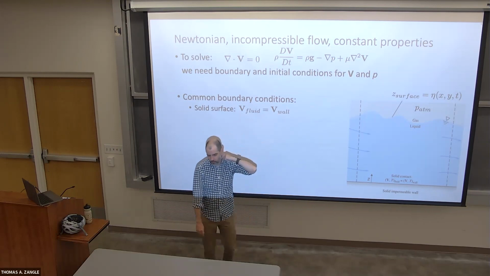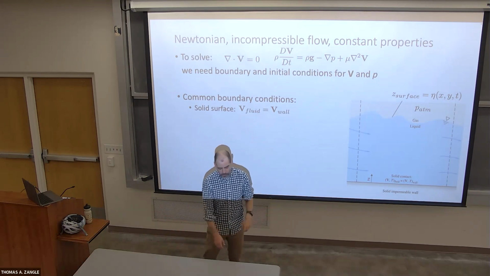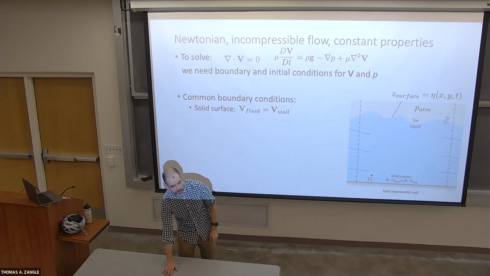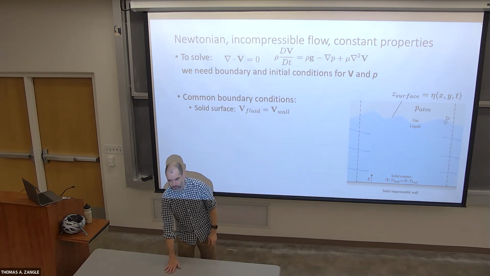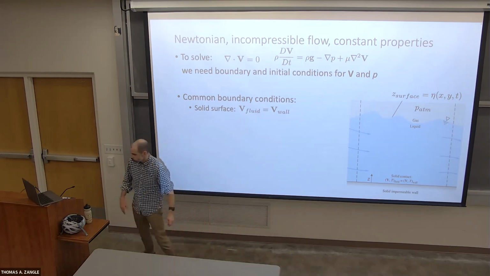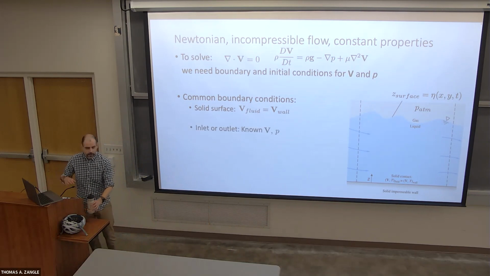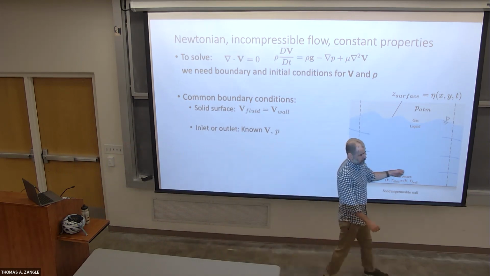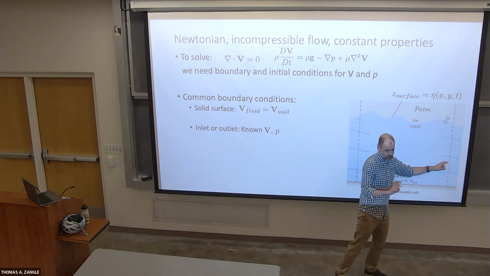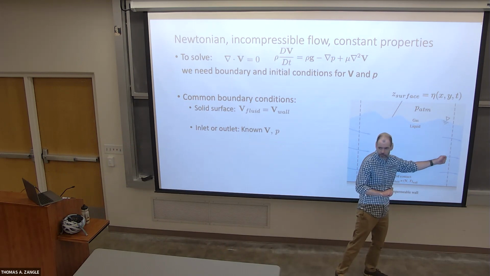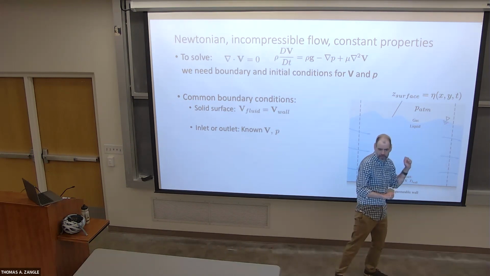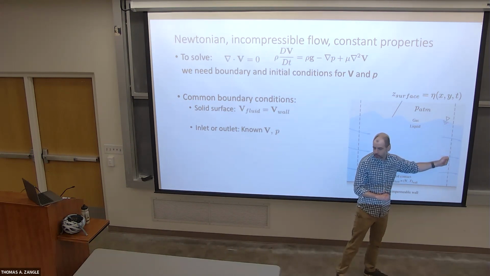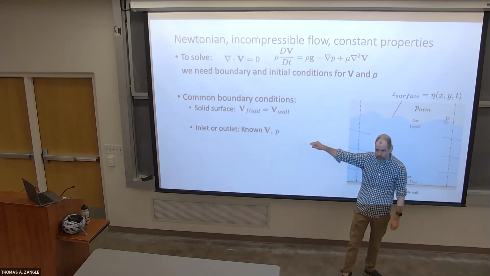So if this table were moving in our lab reference frame, then the fluid immediately adjacent to the surface of the table would be moving at the velocity of the table. Especially in CFD, if we're modeling flow through a wind tunnel or something, we'll often have an inlet or outlet condition. We'll have to describe the velocity and pressure at those.